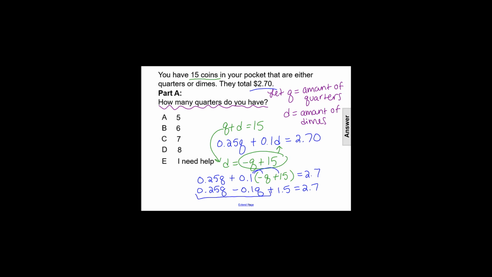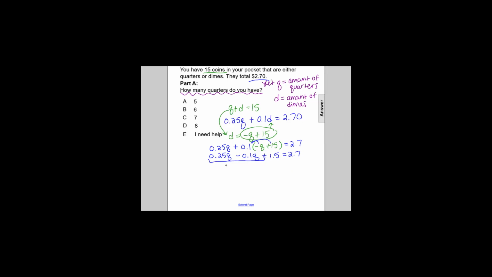We'll combine like terms. We'll combine 0.25Q minus 0.1Q to give us 0.15Q plus 1.5 equals 2.7. We'll subtract 1.5 from both sides to give us 0.15Q equals 1.2. And finally, dividing both sides by 0.15, we have Q equals 1.2 divided by 0.15, which is 8.